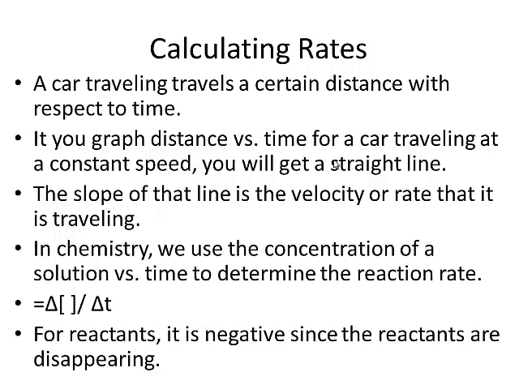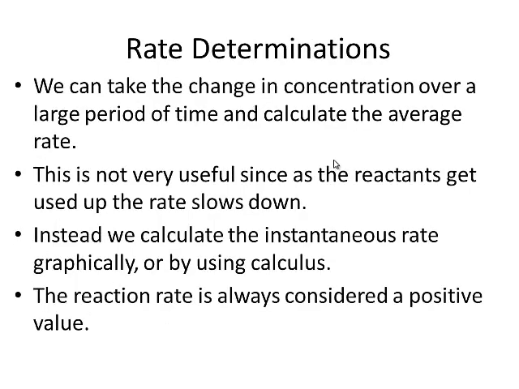In chemistry, we don't have velocity, but we want to get the rate of the reaction, so we're going to do it by looking at the concentration of one of your solutions versus time to determine the rate. So in chemistry, we're going to look at the change in your concentration versus the change in time. For reactants, it's negative since the reactants are disappearing, which also means for your products it's going to be a positive value. And those are stoichiometrically related, and we'll see problems like that in class.